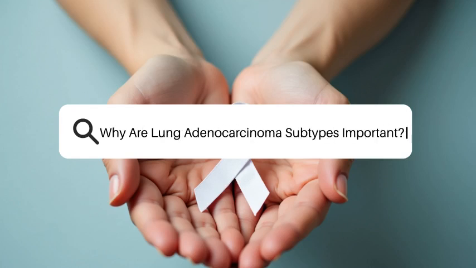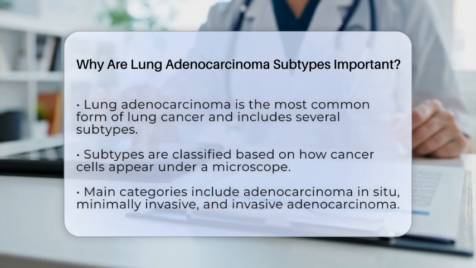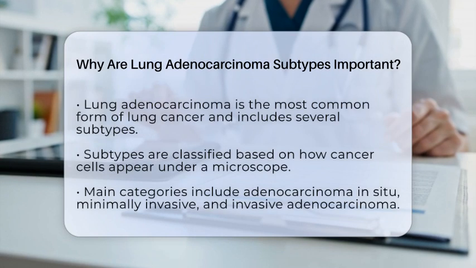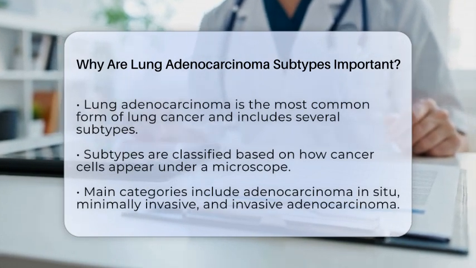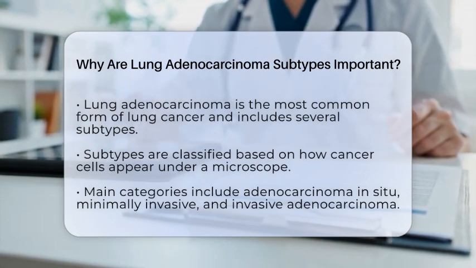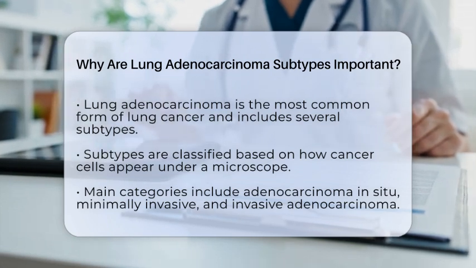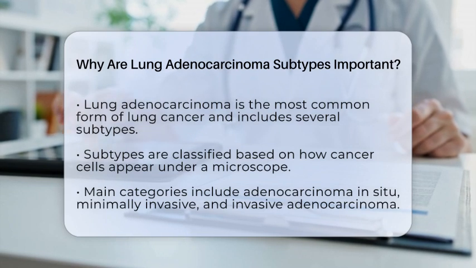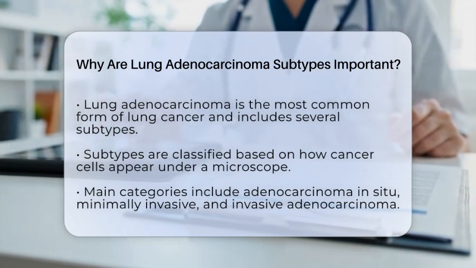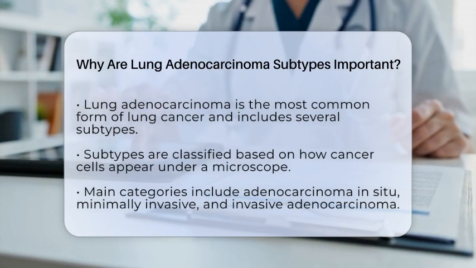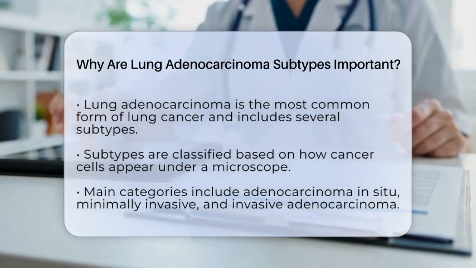Why are lung adenocarcinoma subtypes important? Imagine trying to fix a complex machine without knowing which part is broken. That's similar to treating lung cancer without understanding its specific subtype. Lung adenocarcinoma is the most common form of lung cancer, and it actually includes several different subtypes. These subtypes are important because they tell doctors a lot about how the tumor behaves, how aggressive it might be, and what treatments could work best.